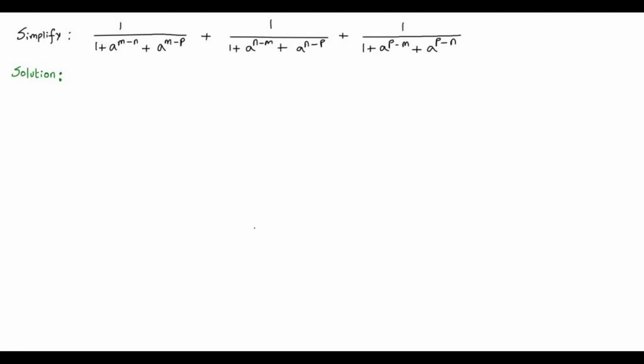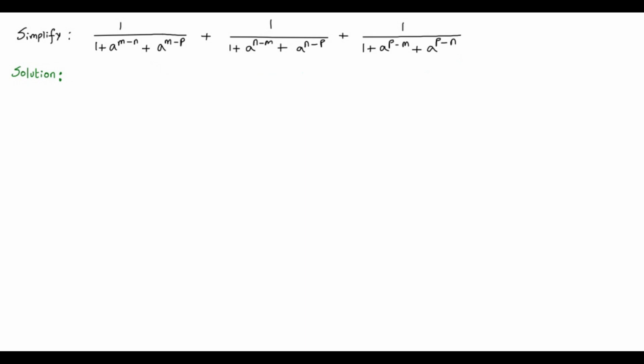Here we have a problem on indices. We have to simplify the expression we have here. In the given expression there are three fractions added. So to simplify this expression, we have to simplify each fraction separately. We will get three different results, and then we have to add all three results and do further simplification to simplify the given expression.